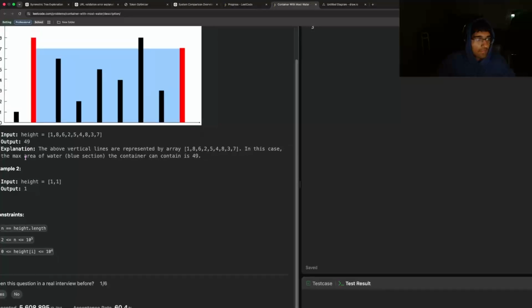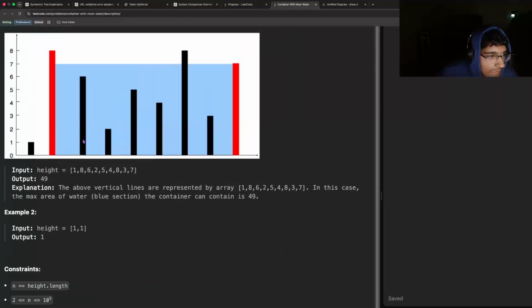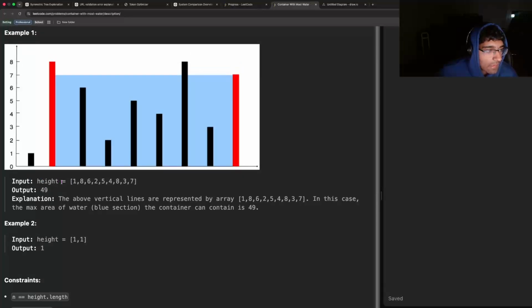So let's look at an input. We have this drawn: 1, 8, 6. So this represents this. Okay, great. So input is the height array, and the output is 49. So this is 1, 2, 3, 4, 5, 6, 7. And then times, we're using 7. 7 times 7 is 49, right? So we determined that the area would be this. So your output would return whatever this rectangle gets you.